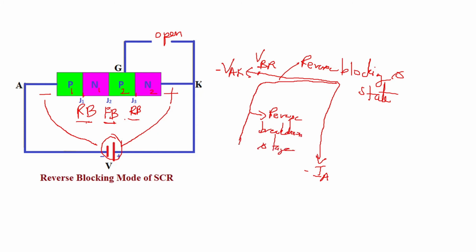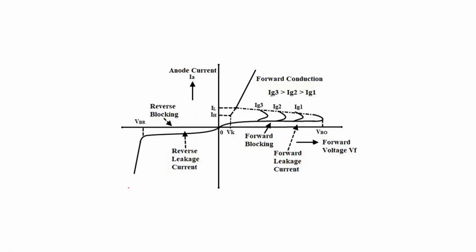After this, if you increase the voltage, the SCR might get damaged over here. But this is not the place where we use the SCR. We use the SCR in the forward state only, in the forward blocking and forward conducting state. Now if you see all these graphs together, you can see the VI characteristics of SCR.